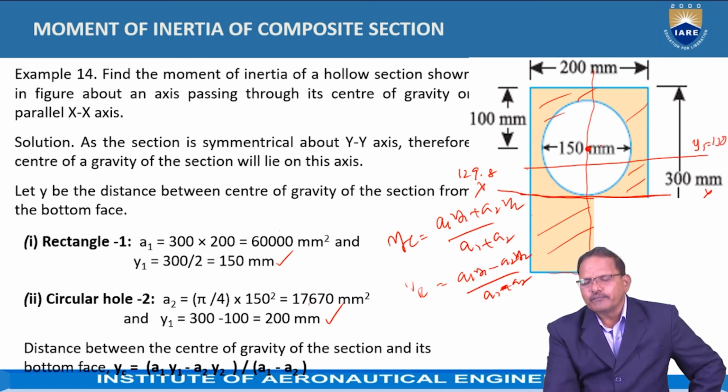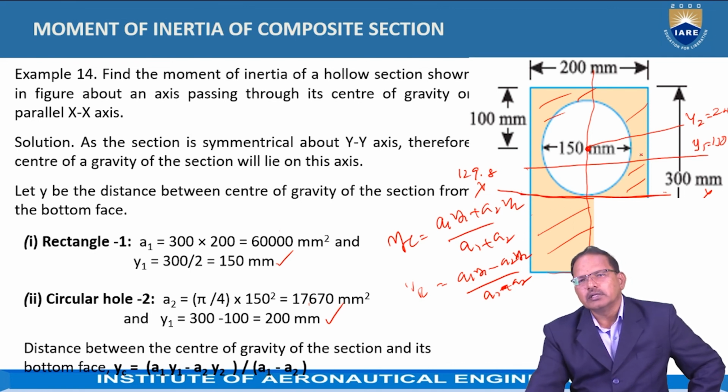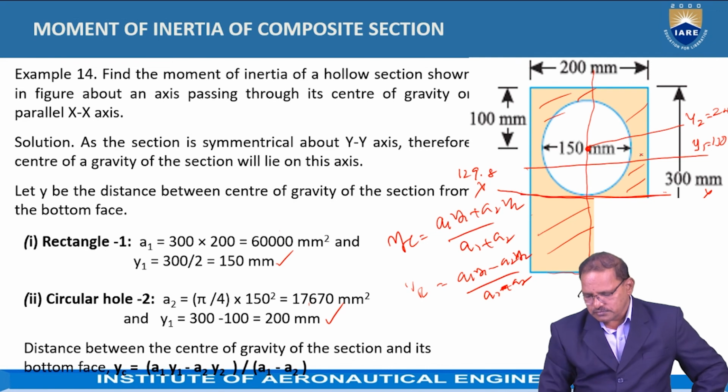And the center of the cutout circle is given. It is equal to y3 by 2, which is equal to 200, and yc is 129.8. So the difference of y1 and yc is treated as h1, and the second one is the difference between y2 and yc, that is treated as h2.